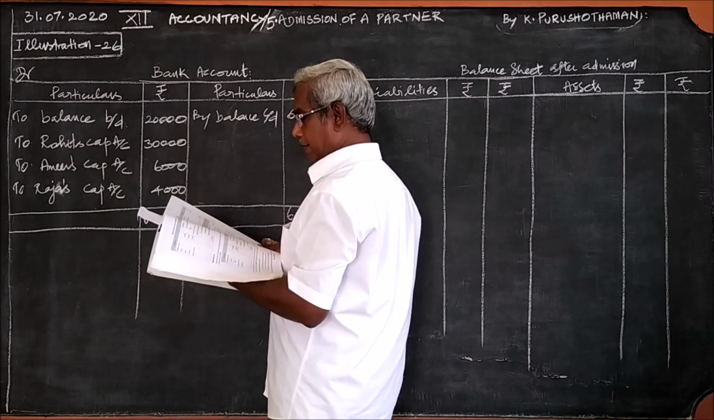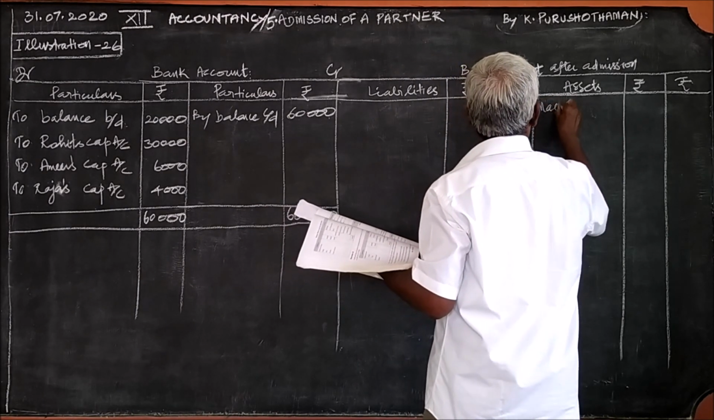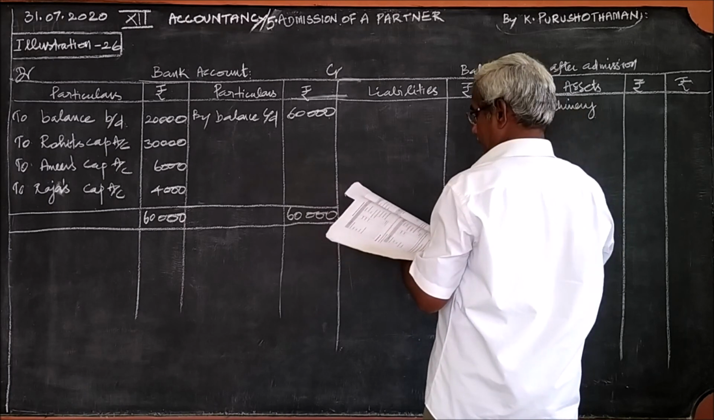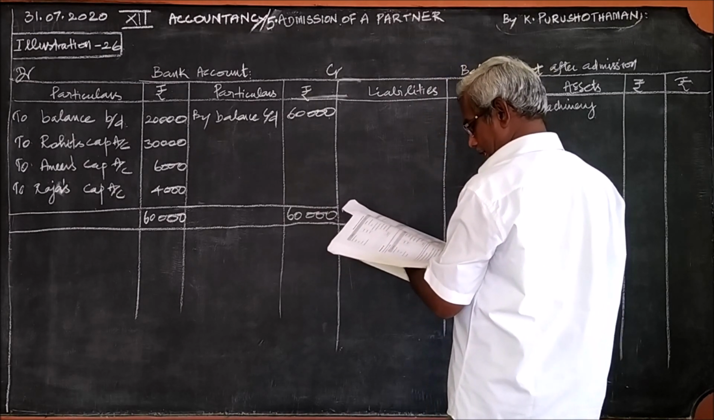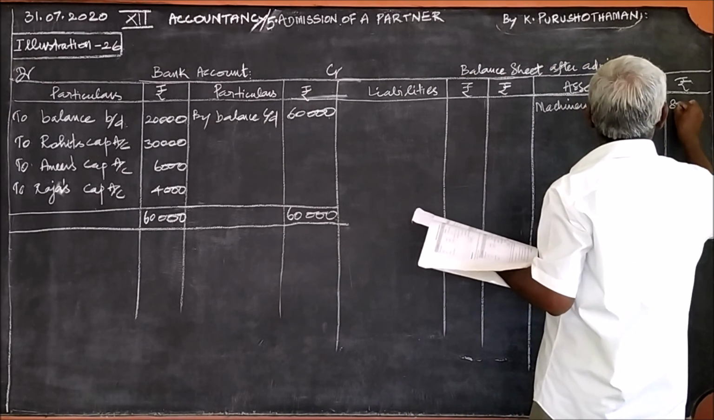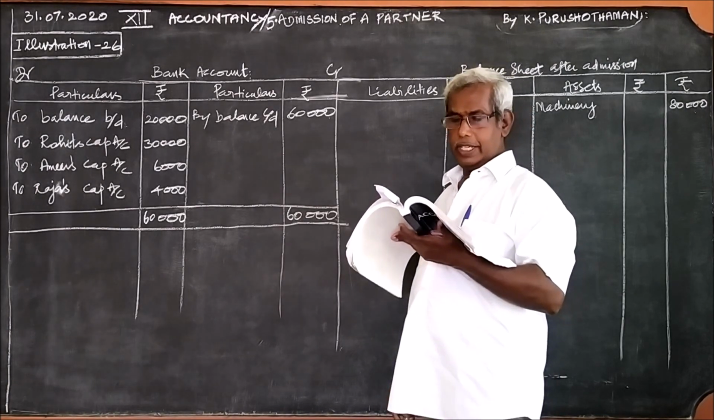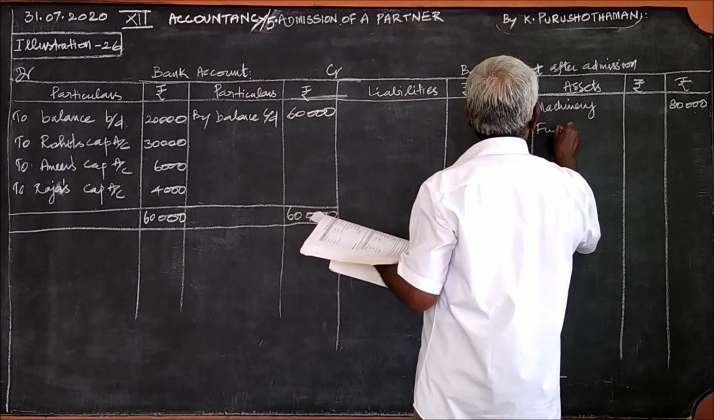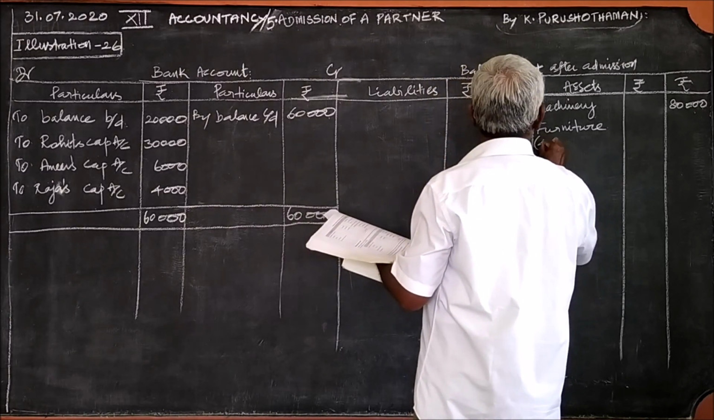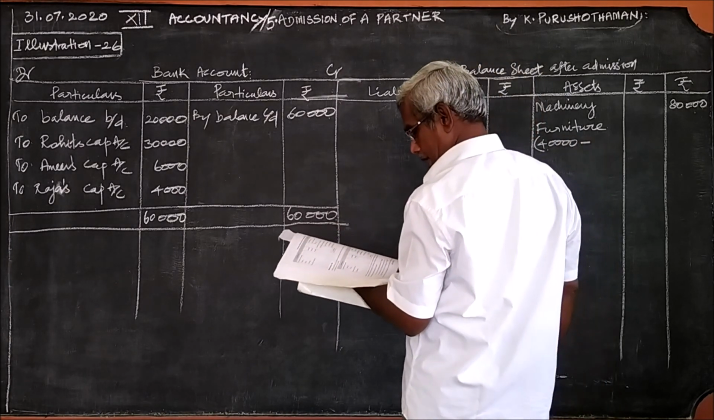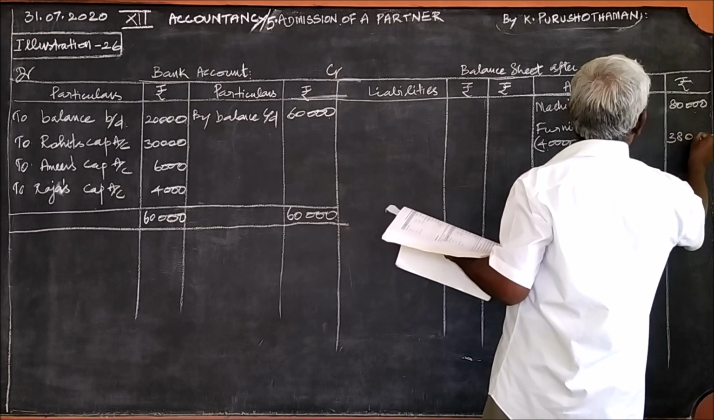The first item, what is given under this illustration 26, is machinery. Machinery is revalued at 80,000. Therefore, machinery 80,000. This is the revalued, the new value is 80,000. Then the next one, furniture is depreciated. So furniture, the value is 40,000. The depreciation is 5%, 2,000. Therefore, 38,000.